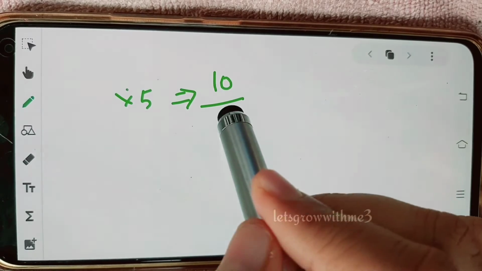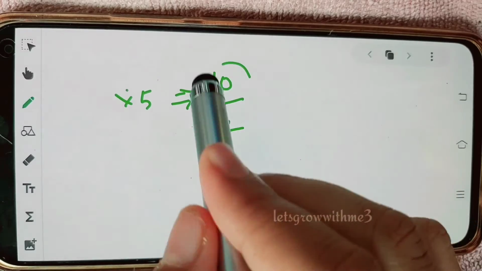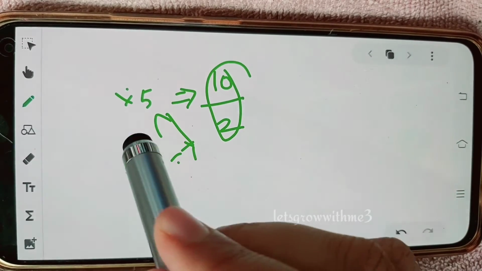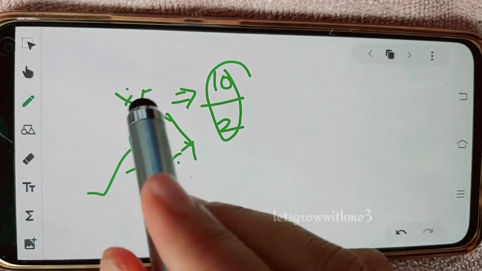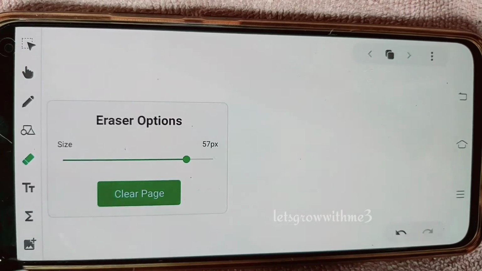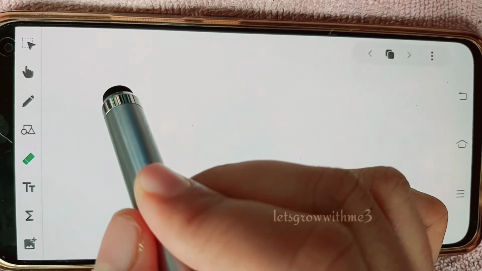So what's the concept? One more time I am explaining. We are not multiplying directly with the 5, we will multiply with the 10 and then we will find out the half of that number. Okay, so that's the concept behind here when you multiply with the 5. So let's do our next one.